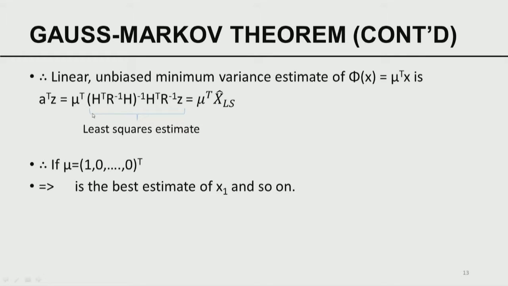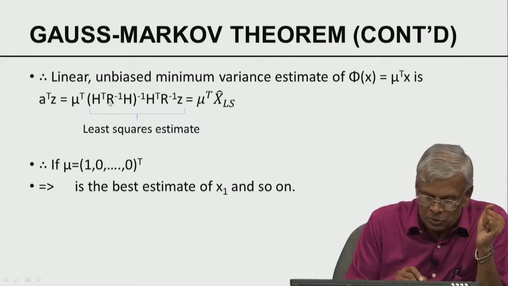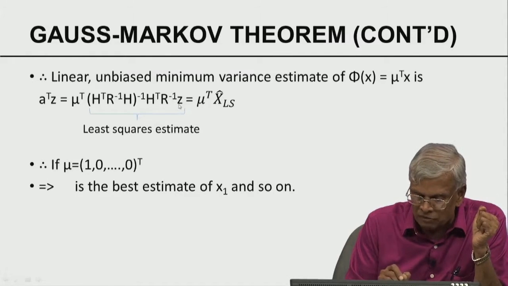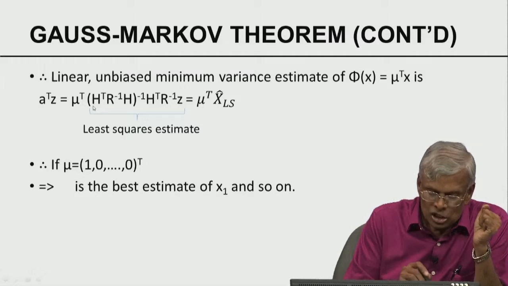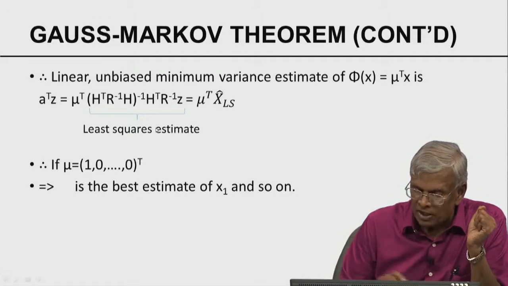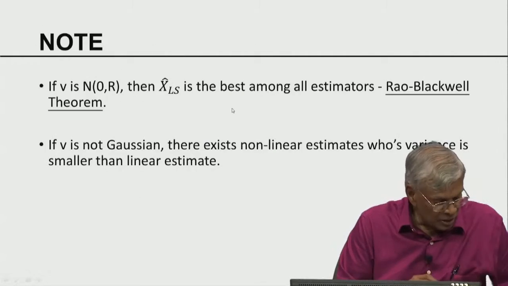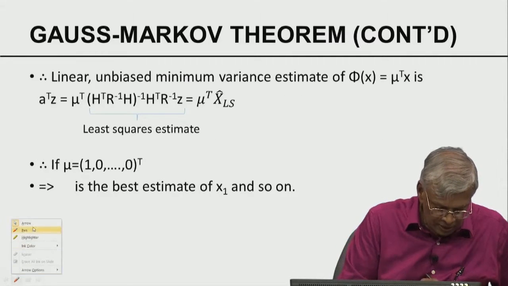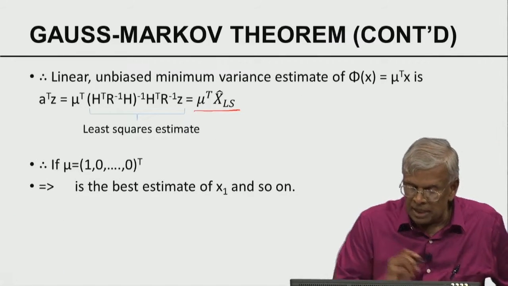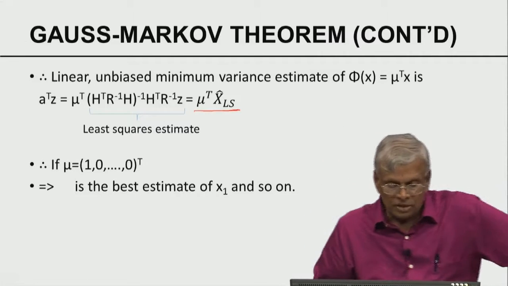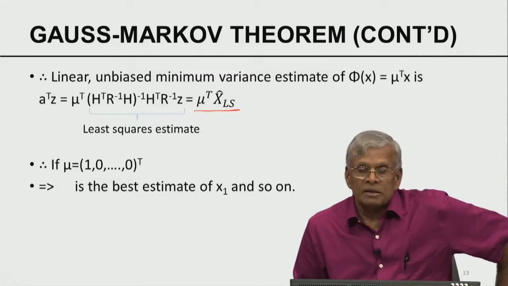So you can readily see this is the least square estimate. The H transpose R inverse H, inverse, H transpose R inverse Z, that is the least square estimate. So it is mu transpose times the least square estimate. That's the structure of the estimate that comes out.